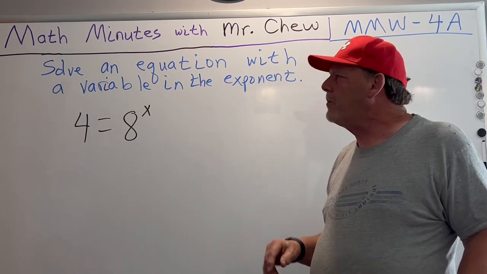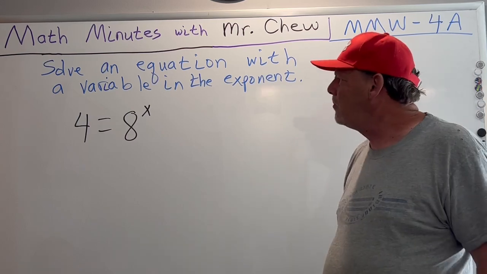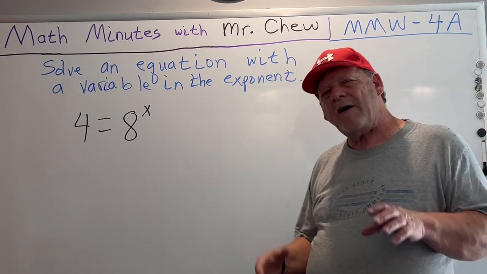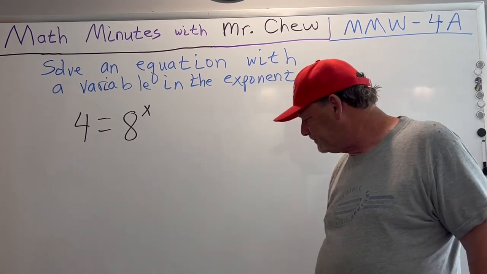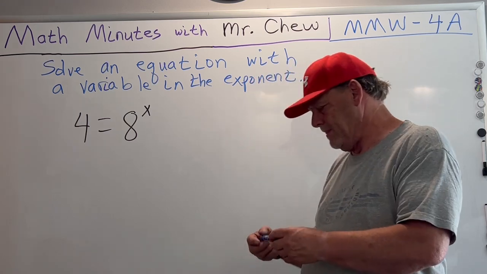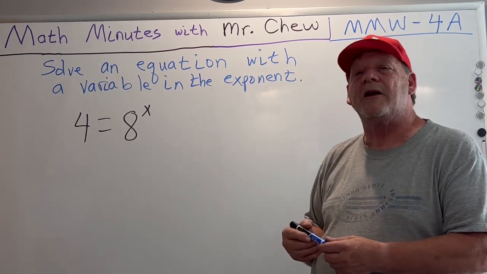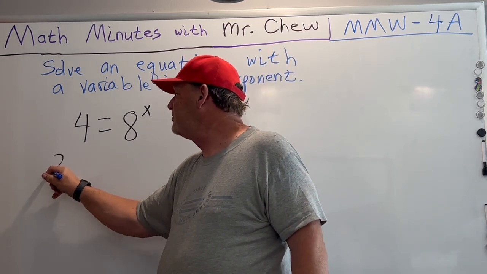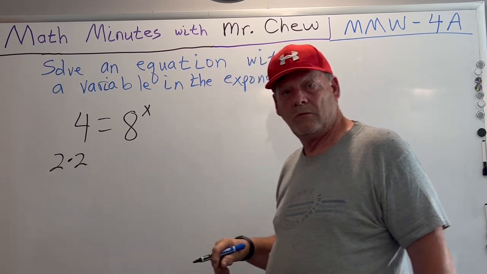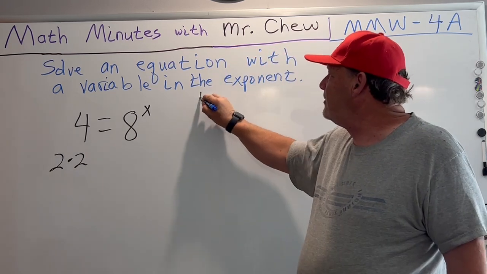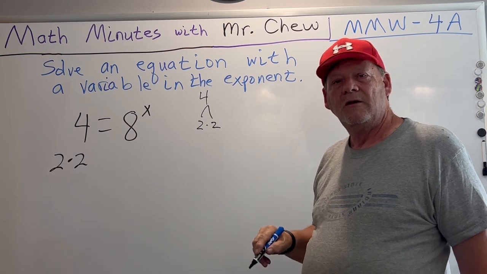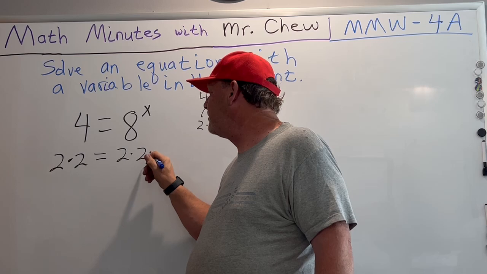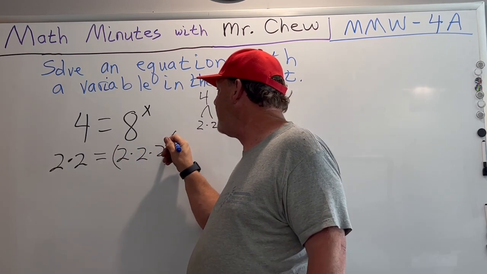So in this case, it's an algebra problem. It is a Math Minute because it's a short problem. If I have 4 equals 8 to the x power, I have to get the same base on both sides. So let's take both of them and break them down into their primes. I know that 4 is 2 times 2. If you don't know that, then just take a factor tree and figure that out. And I know that 8 is 2 times 2 times 2, and that's all raised to the x power.